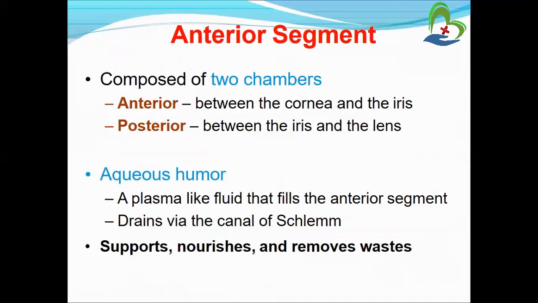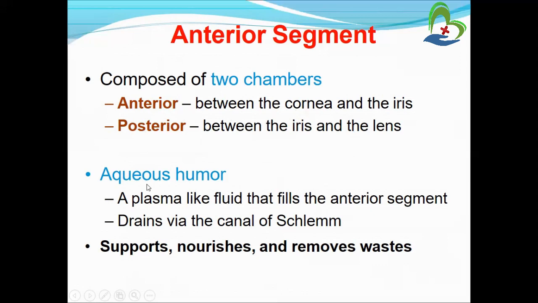Now let's discuss the anterior segment. What is that? It is also composed of two chambers, the anterior and the posterior. The anterior is situated between the cornea and iris, and the posterior is situated between the iris and lens. So this is the place where the anterior chamber is situated and where the posterior chamber is located.